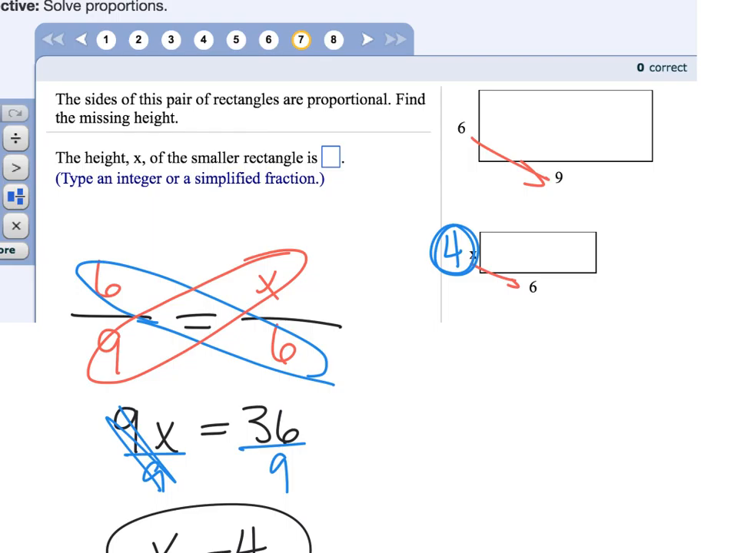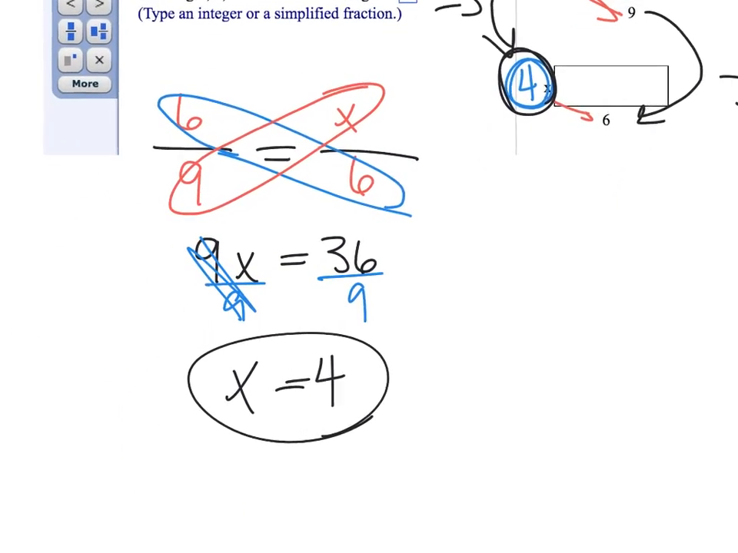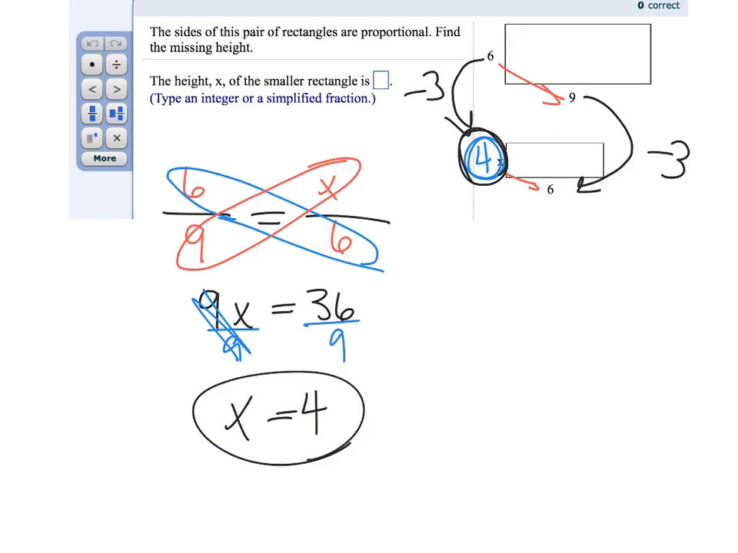So one of the things I want you to notice: a lot of students think, and they're wrong, that, oh, because 9 minus 3 is 6, that means I can do 6 minus 3 and get, oops, the answer is not 3. 6 minus 3 is 3, but the real answer is 4. And that's because things that are in proportion don't change by addition or subtraction. They change by multiplication and division.